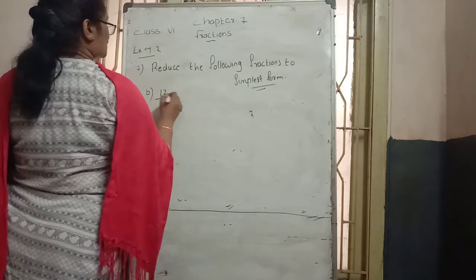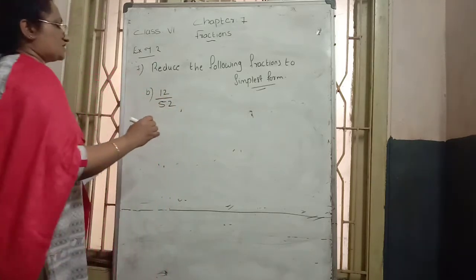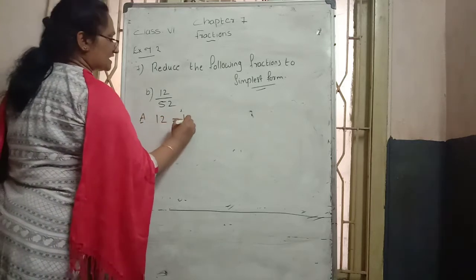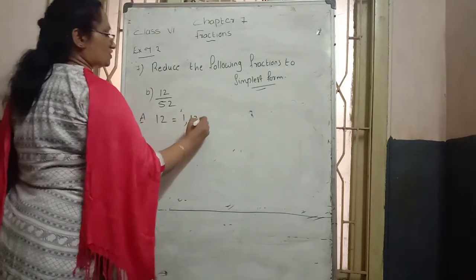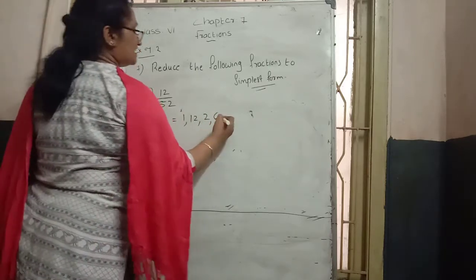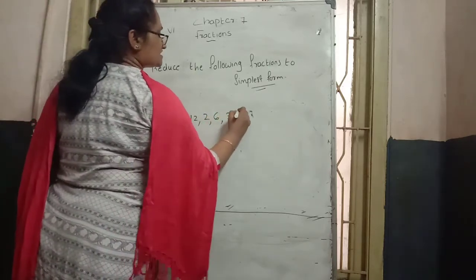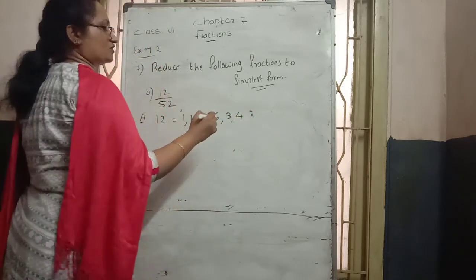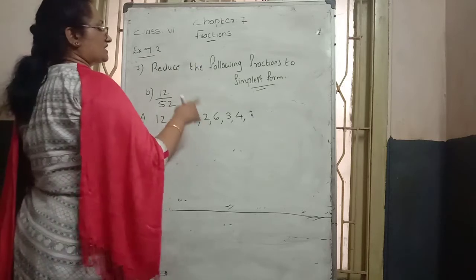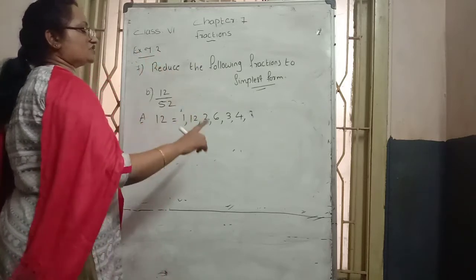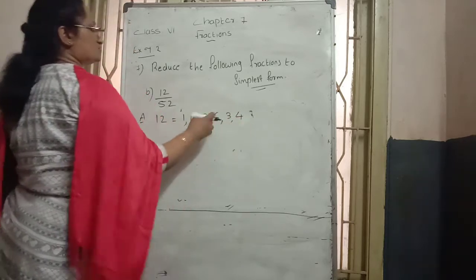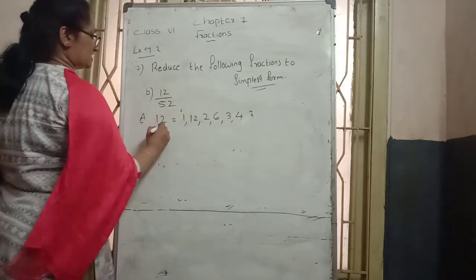So one more question: 12 by 52. How to solve it? Here also, first the factors of 12. The 1 table gives 12, so 12 also. The 2 table gives 6, so the 6 table also. 3 fours are 12, so the 4 table also. The 5 table is not possible, the 6 table is already done, and the 7, 8, 9 and 10 tables are not possible. Up to the 10 table we check.